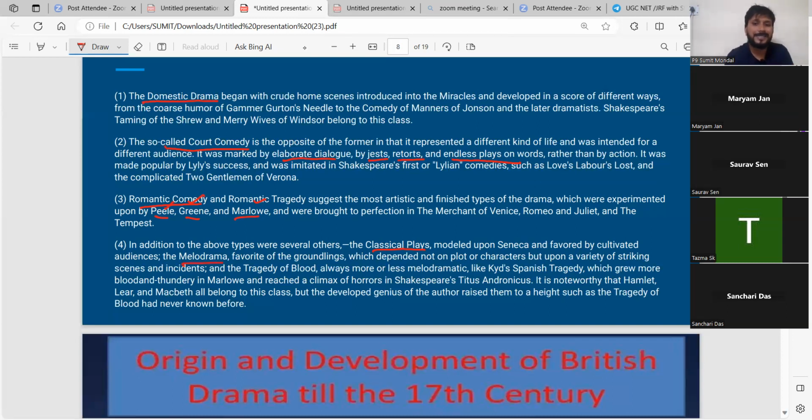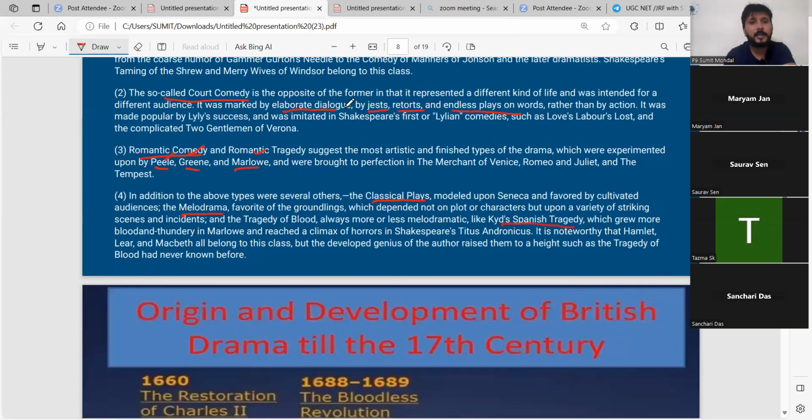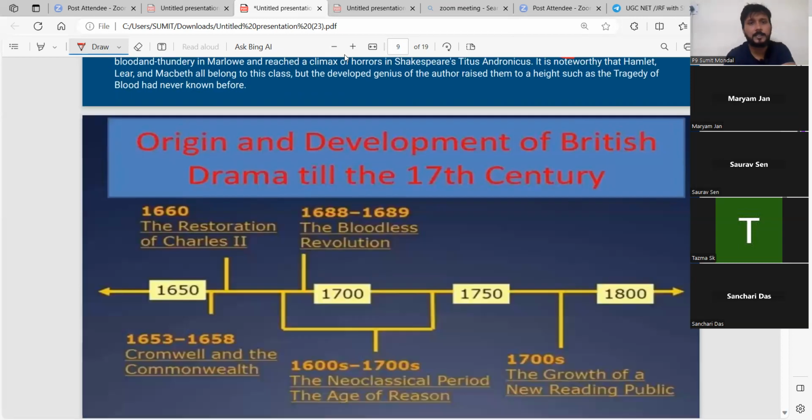Earlier, melodrama was a separate genre. In the previous video, you must have known that The Spanish Tragedy is a very important tragedy, a Senecan tragedy, a classical tragedy.